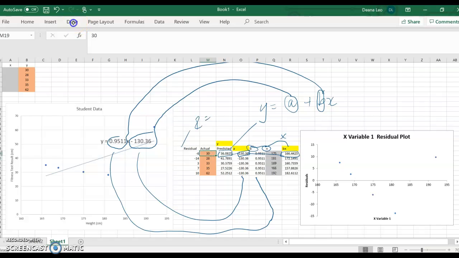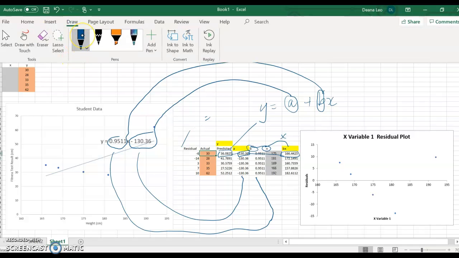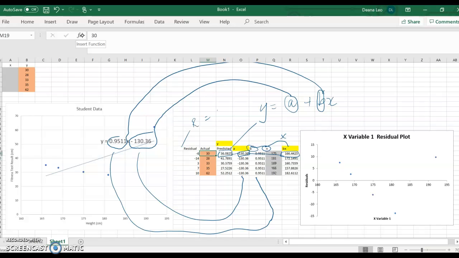Residual is your actual take away your predicted. So there you go, actual take away that, so to get your -6. Okay, and then it's about looking and being able to identify just a couple of plots across the two graphs and seeing the relationship between these two plots.